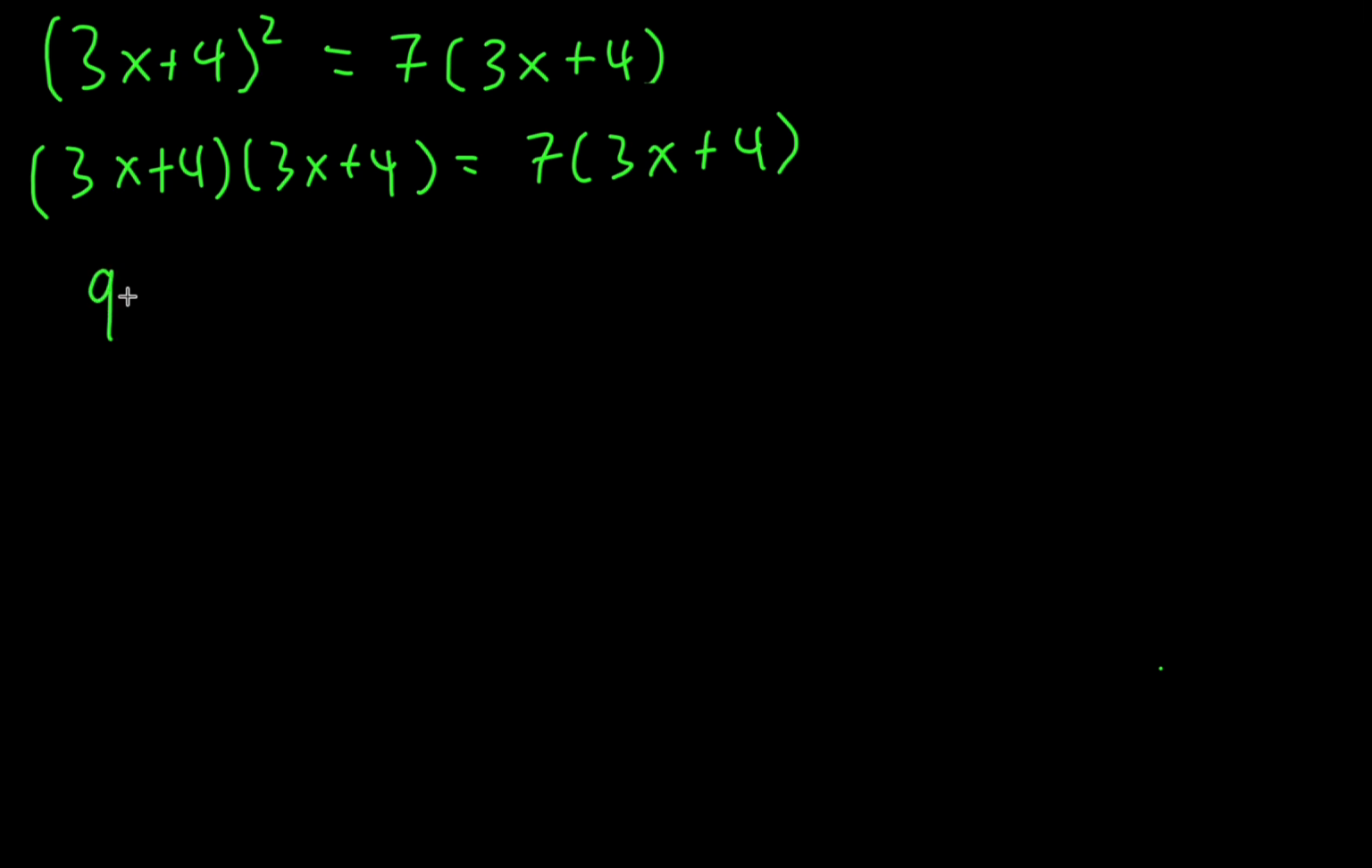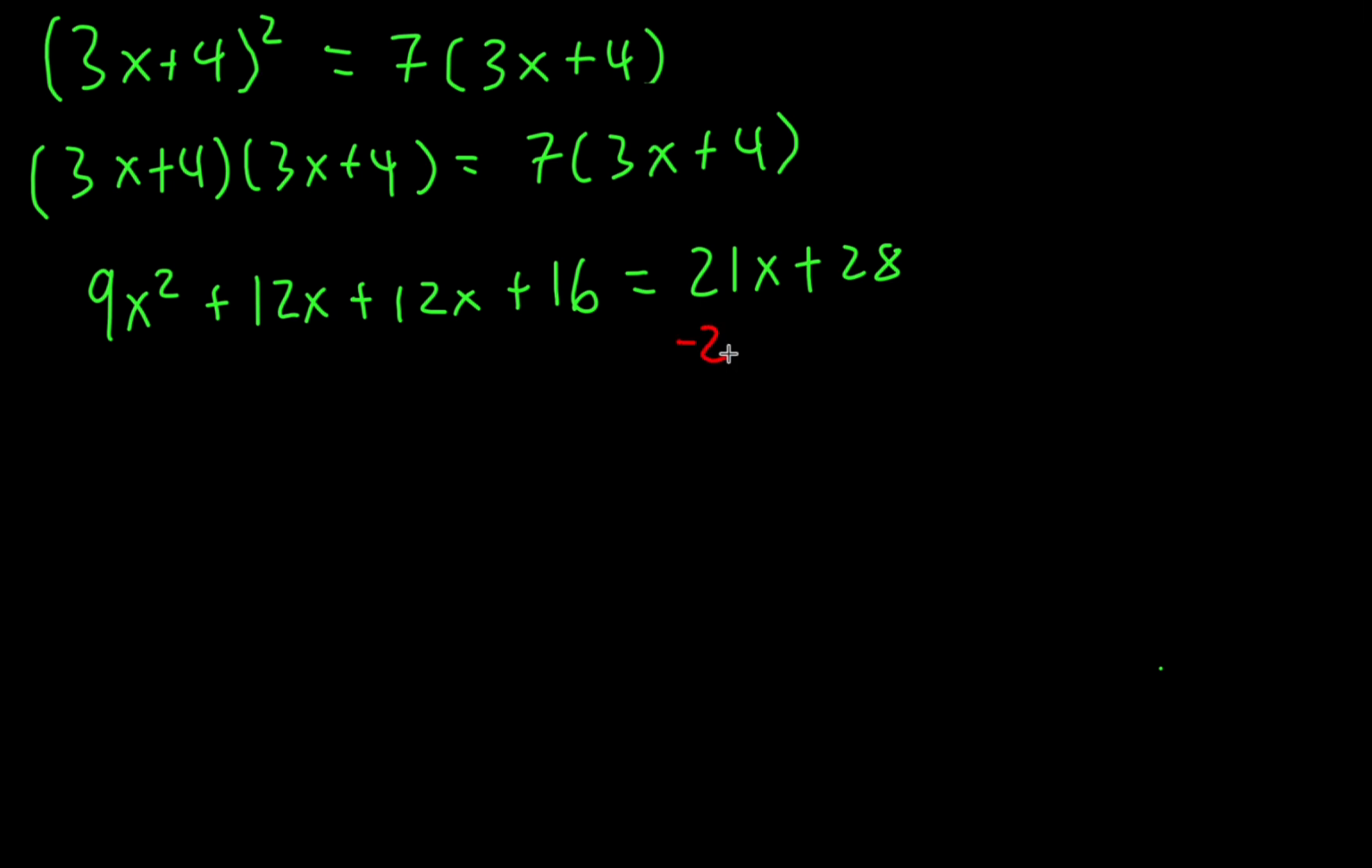So the first terms times each other, 3x times 3x is 9x squared. Our outside terms times each other is 3x times 4, which is 12x. Our inside terms multiplied together are 4 and 3x, which is again 12x. And finally, our last terms, which is 4 and 4, multiplied together is 16. And on the other side is just opening up brackets normally.